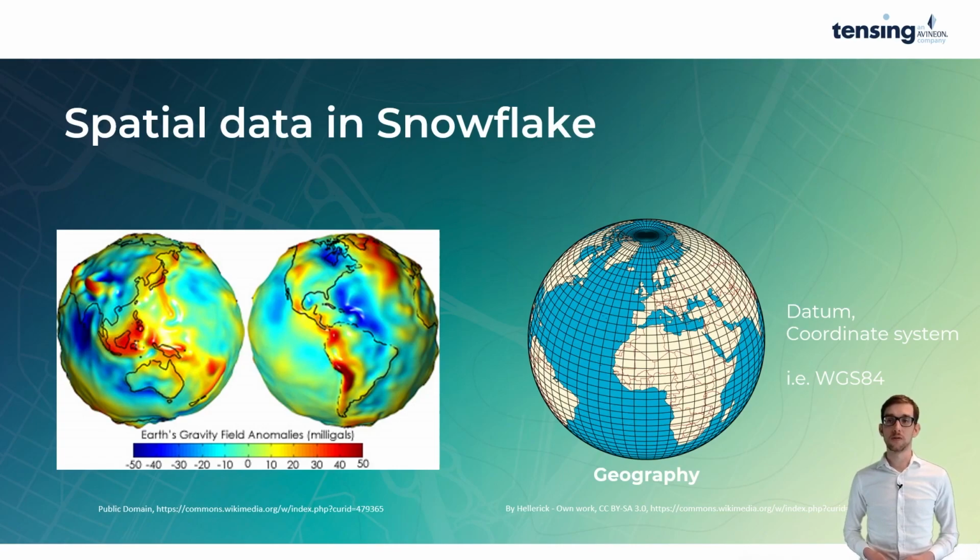Snowflake has support for WGS 84 in geography. But there is a challenge, because what if we want to have it in a different coordinate system? Or what if we want to do some spatial analytics on it with geometry?